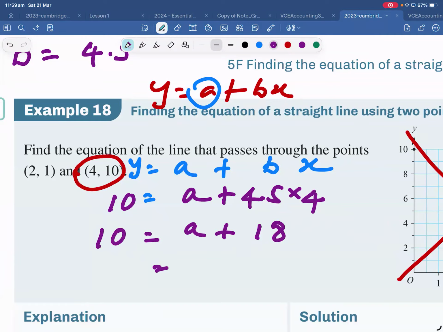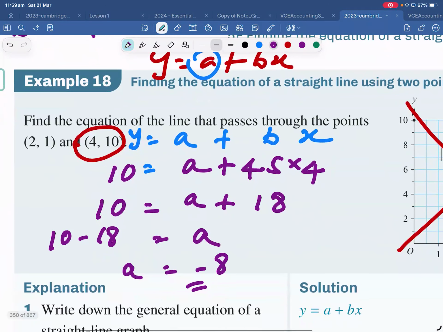So as a result, 18 is going to the other side, becomes negative. As a result, a will be minus 8. So then a will be minus 8. Same thing. Now what we did was we substituted coordinate number 1 there. Whatever that coordinate is, we get the same answer. Otherwise we can get the same answer from any coordinate. Even from this one also we can get the same thing.